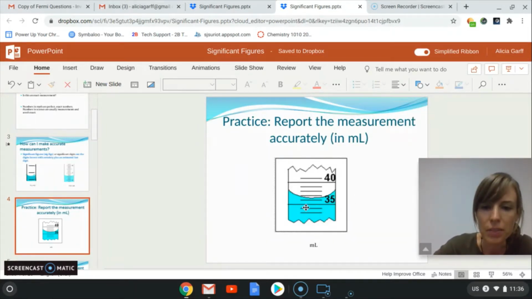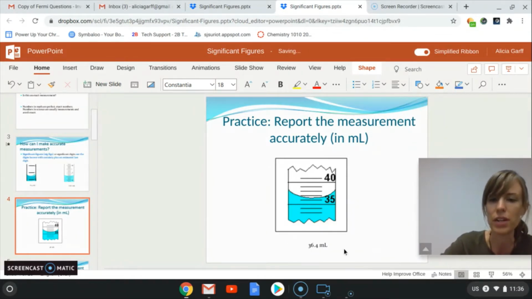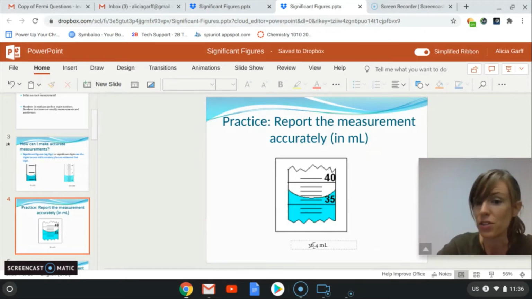Here's another cylinder. I want to report this accurately. So you can see I have lines. This is 35. This next line is 36. This next line is 37. So again, I'm sure that this is 36 point something. So I'm going to record 36. And then I get to estimate that last decimal point. So I think it's maybe 36.4. And that would be measuring that with the correct number of significant figures. It's not correct if you just put 36, because you have one more digit that you can estimate. So you have to have something after the decimal point. It would also not be correct if you put 36.45. So it's got to be 36.4 or 36.5 or 36.6 or whatever you think it is.